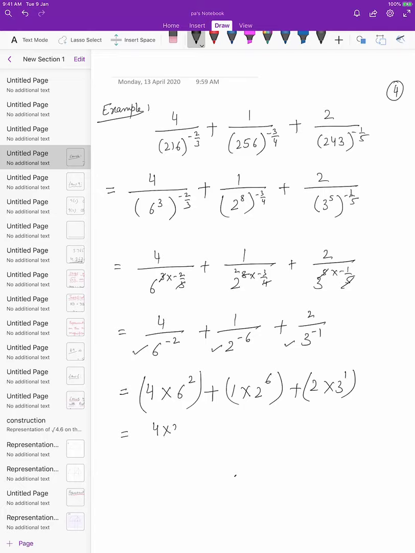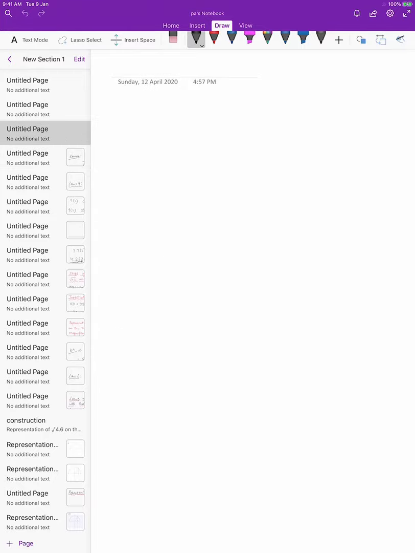4 into 36 plus 2 raised to the power 6 will be 64 plus 6. This will be 144 plus 64 plus 6, that gives you 214. So this is how we use the laws of exponents in solving the questions. Let us do one more question, a different type of question.